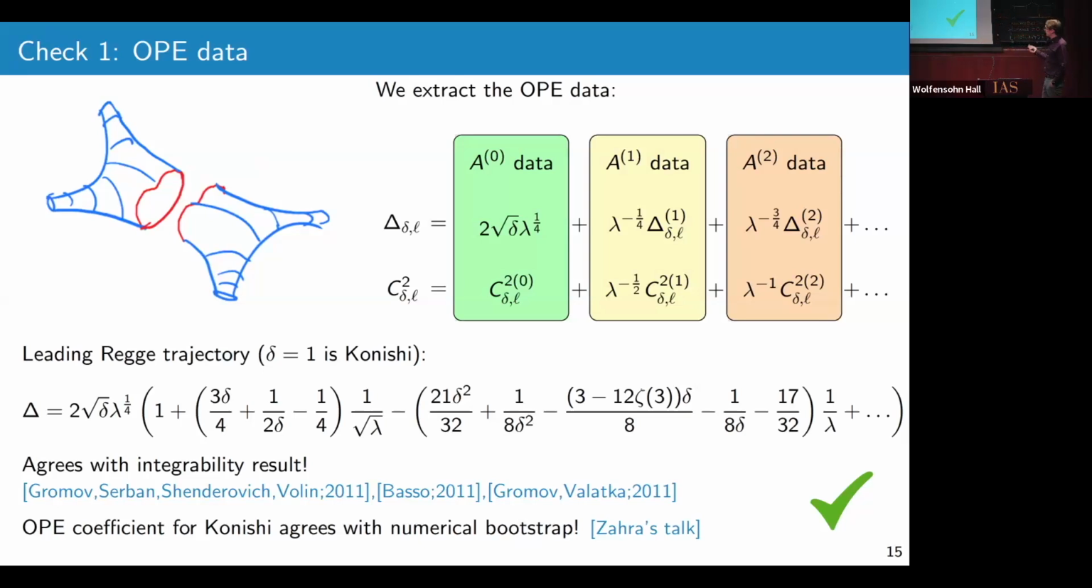And also we saw on Monday in Zara's talk that she managed to use numerical conformal bootstrap to get tight upper and lower bounds for the OPE coefficient of the Konishi operator. And we saw in that talk that this also precisely agrees with our result. And it was very important to include all 3 terms to get a better match.